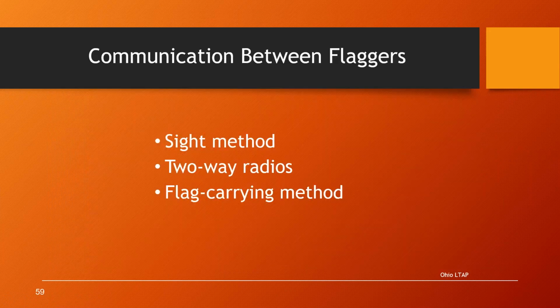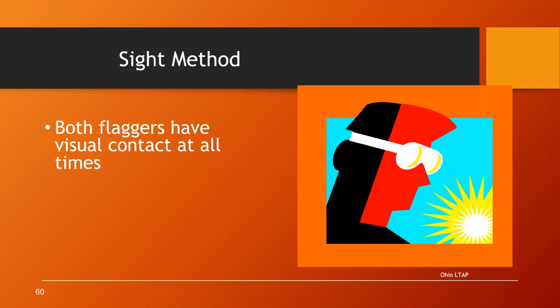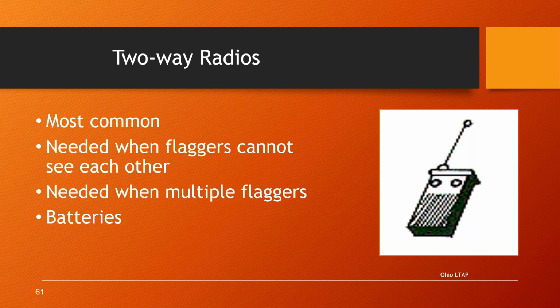Okay, so communication between flaggers is very important, and maybe you can see each other. So you have the sight method, where you have your signals to each other for stopping and releasing, or maybe you have two-way radios, especially if you can't see each other. And then as a last resort, we have the flag carrying method. So in the sight method, both flaggers have visual contact at all times. And in the two-way radios, this is the most common for flaggers to have two-way radios, especially if they cannot see each other. And especially if you have multiple flaggers.